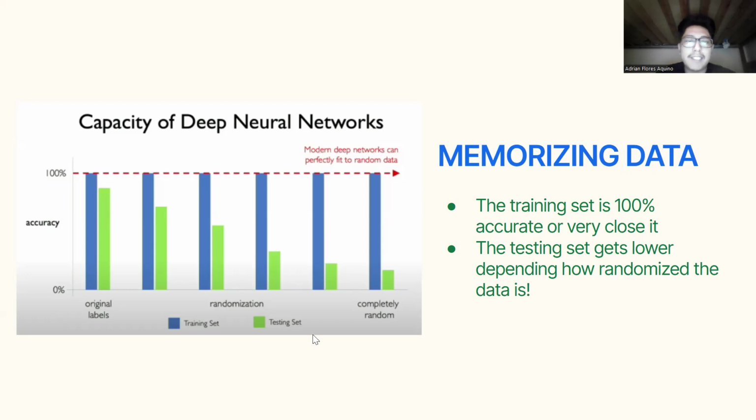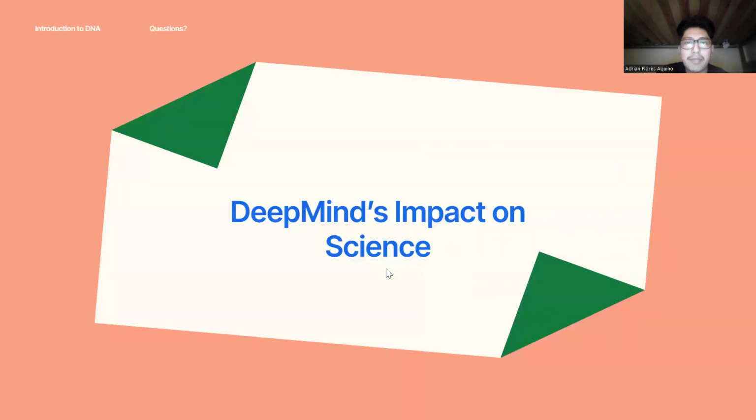But as you can see, the testing set gets a lot smaller, depending on how randomized the data actually is. With the validated data, it has a much higher accuracy. But when it gets more random, it has around 10% right here, which is what we don't want.